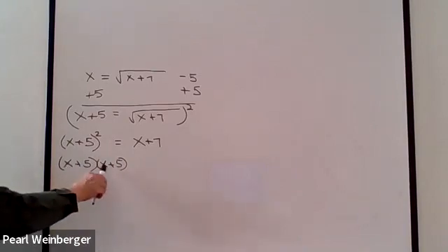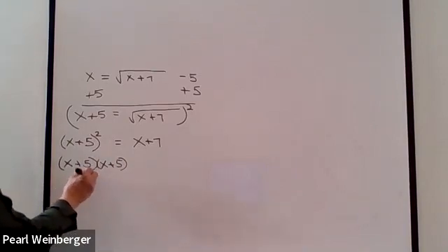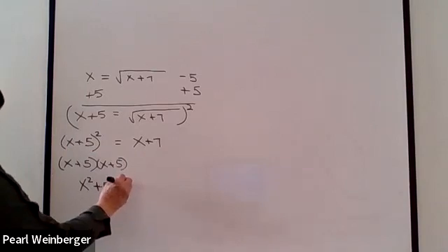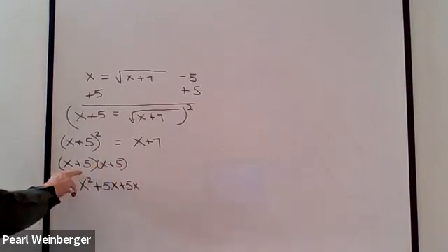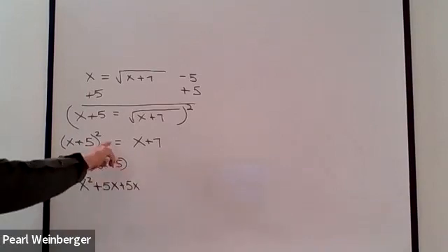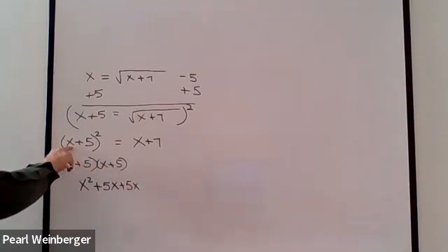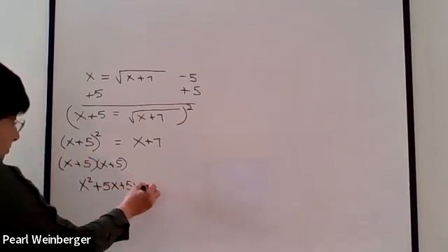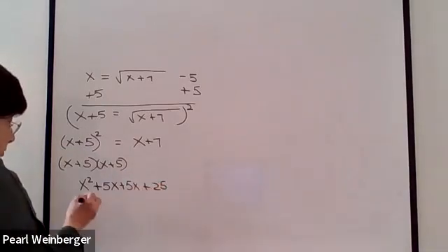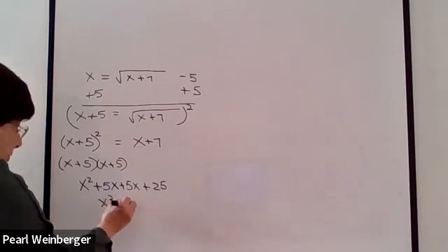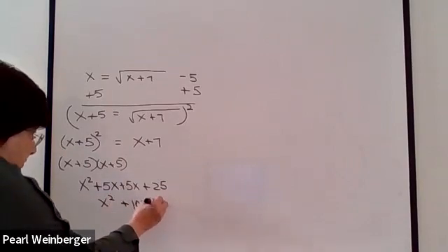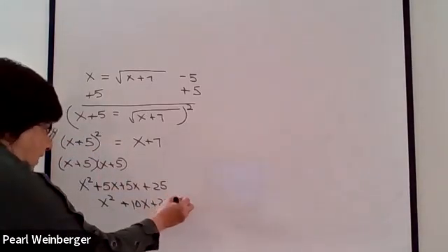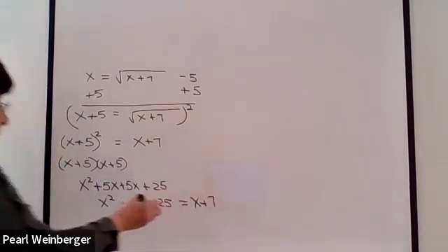And doing that, I'll do x times x, which will give me x squared. Outer will give me 5x. Inner will also give me 5x. That always happens when you're squaring a binomial. The inner and the outer are always the same. I could have just done it this way: x times 5 would be 5x and 5x. And last is 25. In other words, this is x squared plus 10x plus 25 that we get from squaring x plus 5 squared. That equals the x plus 7.